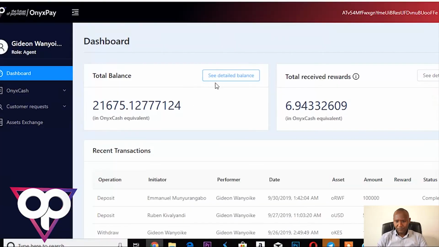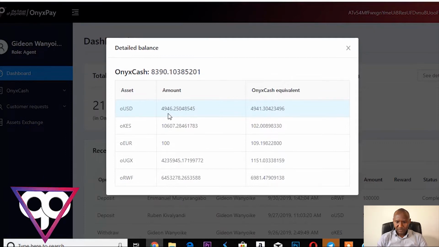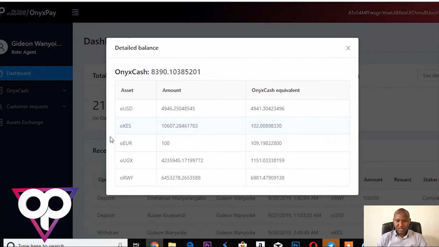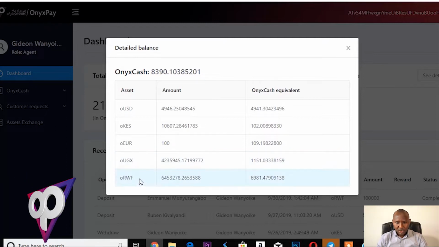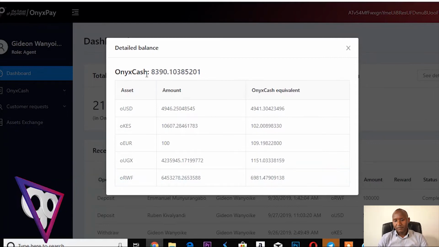And so you can check here the detailed balance, and you can see this agent is actually holding 4,946 USD, 10,607 Onyx Kenya shilling, and 100 Onyx euros. For UGX, you're looking at 4.235 million, and then Onyx Rwandese francs, you're looking at 6.45. The first thing is that you can see Onyx cash here is only 8,390 because the rest is actually held in these assets.